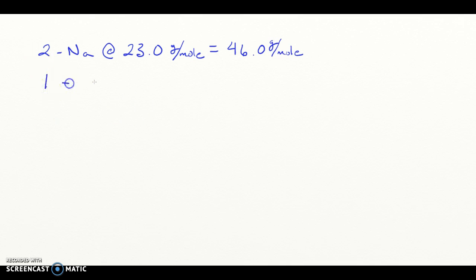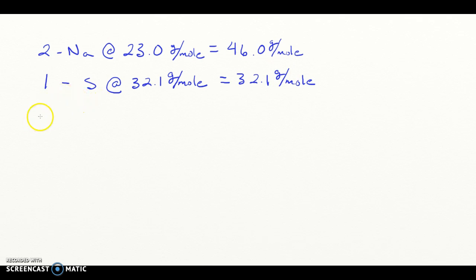Let's do the sulfur. There's 1 sulfur, and the sulfur should be 32.1 grams per mole. So 32.1 times 1 is 32.1 grams per mole. Last but not least is oxygen, and there are 4 of them. Each one is 16.0 grams per mole, which gives us a total of 64.0 grams per mole.